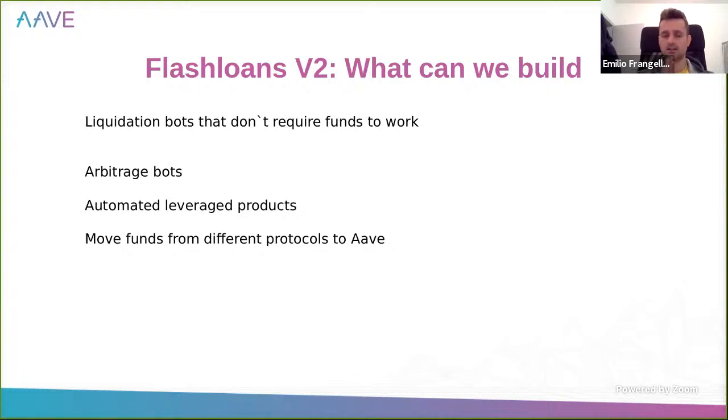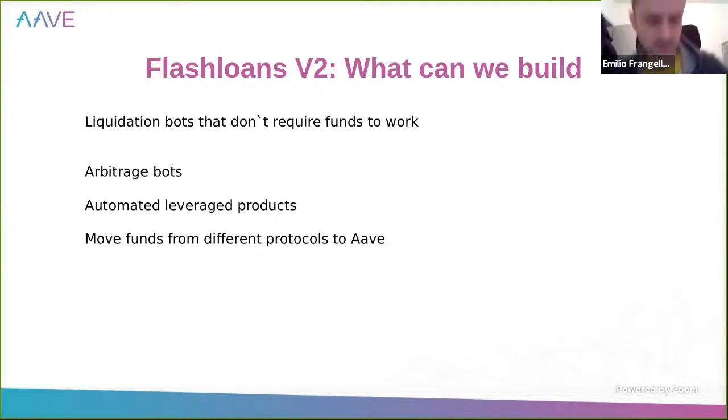And this is something that I really advise you guys to explore and maybe try, try to analyze how other leveraged products work, and maybe try to reproduce them using Aave flash loans, and that would be really, really cool. And another tool that you can create is tools to move funds from different protocols to Aave. This actually is the strategy that we are using to migrate the funds from Aave v1 to Aave v2.